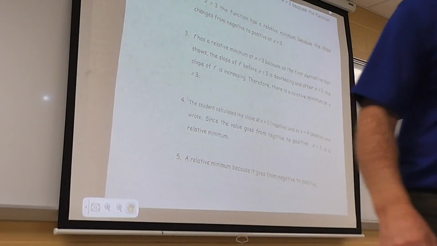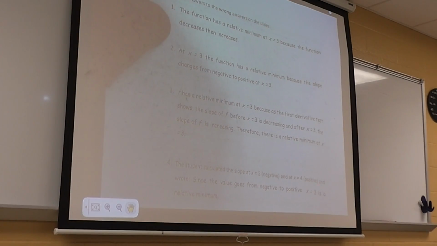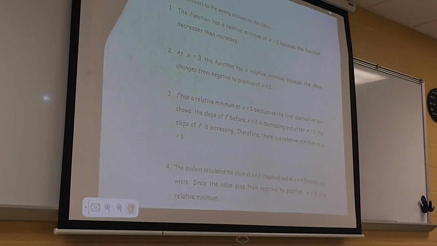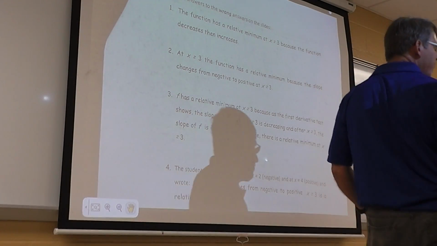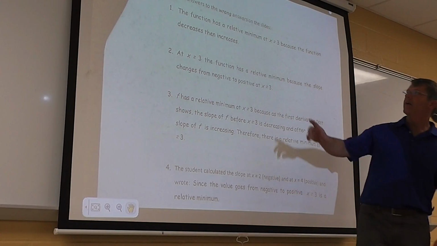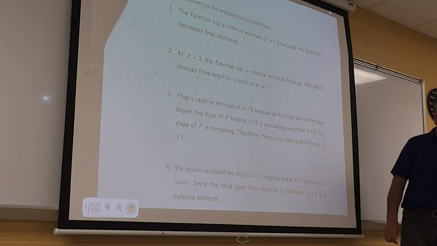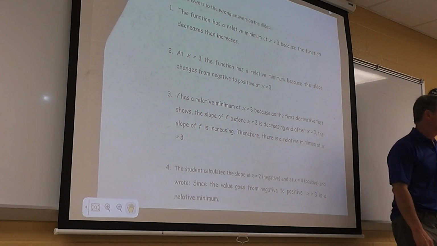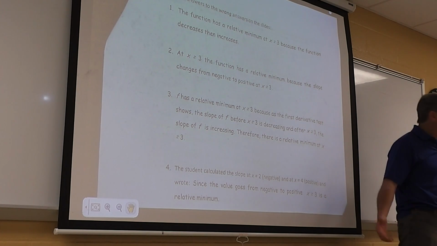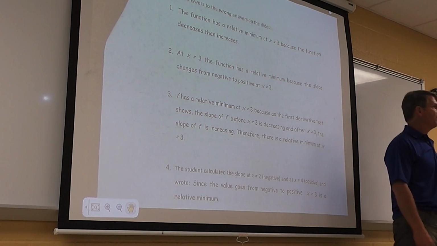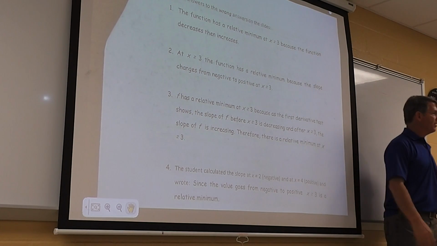All right. So these are some wrong answers. They're kind of saying the right stuff, but not really good enough. This one person says, the function has a relative minimum at x equals 3 because the function decreases then increases. That's not good enough because it doesn't say where it decreased and increased. It's not specific enough. It doesn't communicate what it needs to communicate. So that's a bad way of phrasing it.